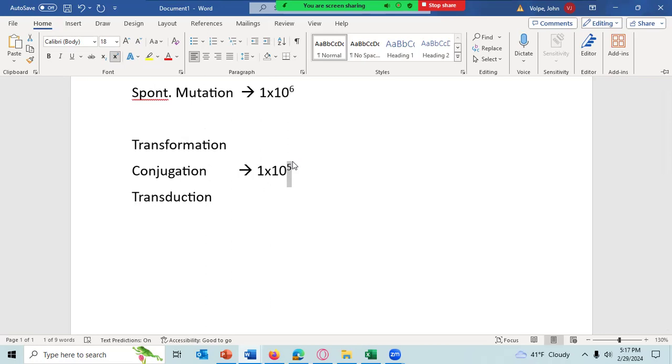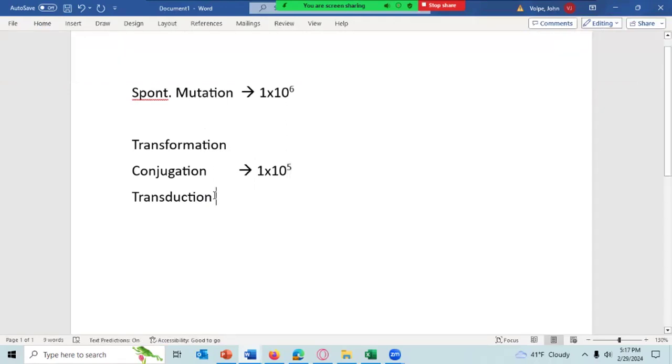So if we have a cell that gets a new phenotype, such as antibiotic resistance, it is most likely to come about from a pre-existing cell by transformation, conjugation, or transduction. It can come about by spontaneous mutation, but it will happen 10 times less frequently than a new cell getting that gene by transformation, conjugation, or transduction. Any question about any of that? All right.